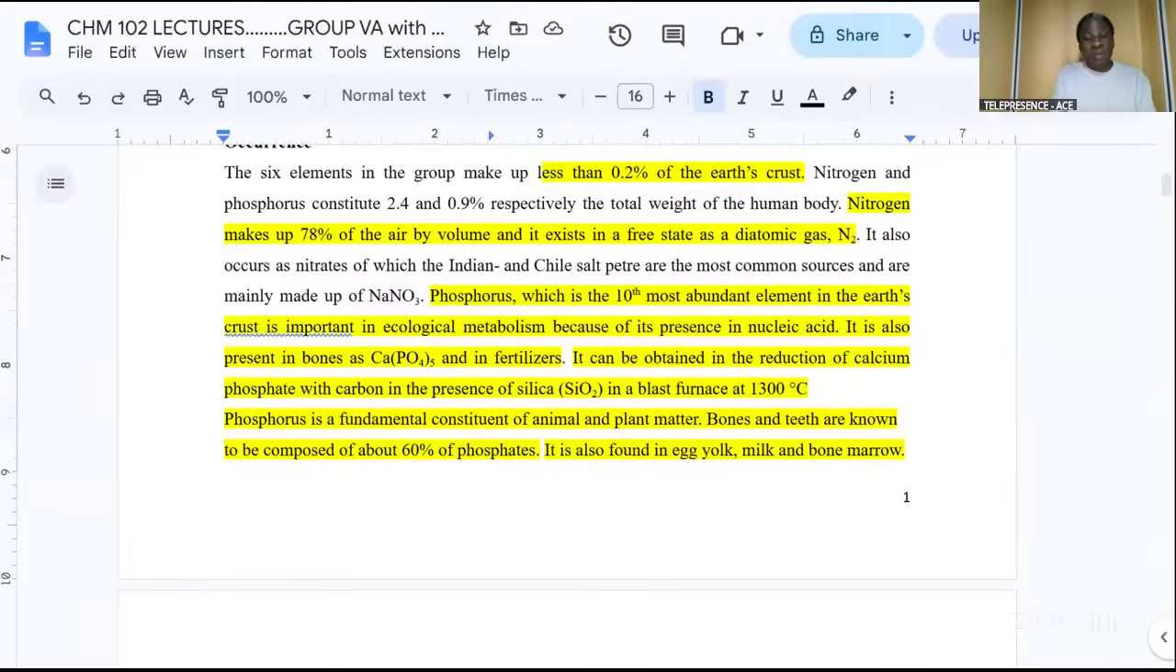Nitrogen exists as a diatomic gas so that it can be neutral. Phosphorus is the 10th most abundant element in the earth crust, and it is important in ecological metabolism and so on. Another thing I want you to take note of about the elements in this group is that two of their members are essential elements in the production of fertilizers. We have nitrogen, we have phosphorus. The next one is potassium. And we know the reason why potassium is there. I don't know whether you were taught that potassium has a higher mobility.